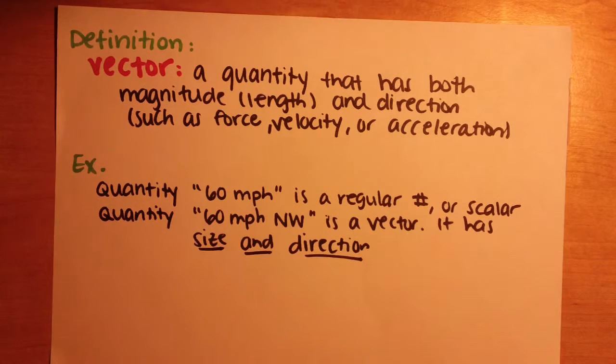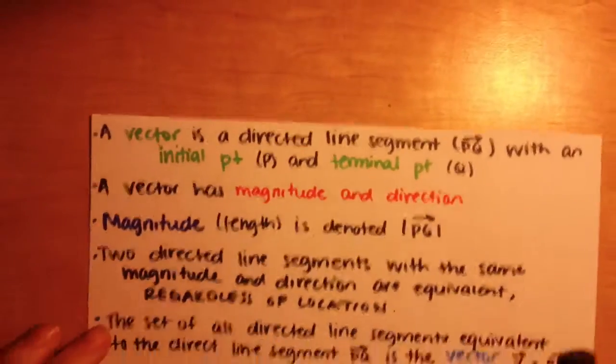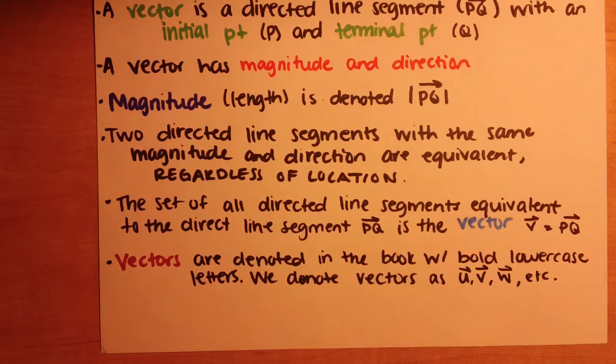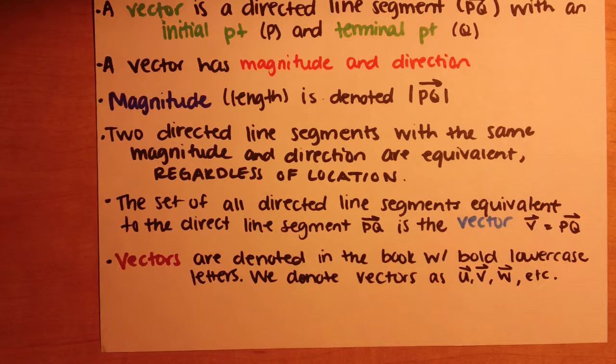So for example, the quantity 60 miles per hour is a regular number, or scalar, and has no direction. The quantity 60 miles per hour northwest is a vector because it has a size and a direction. So a vector is a directed line segment PQ with an initial point P and a terminal point Q.